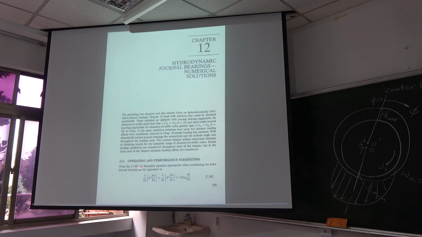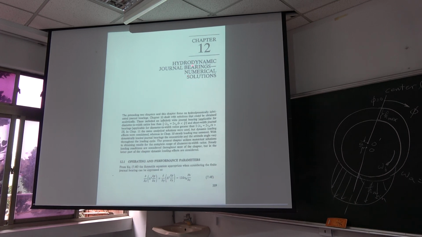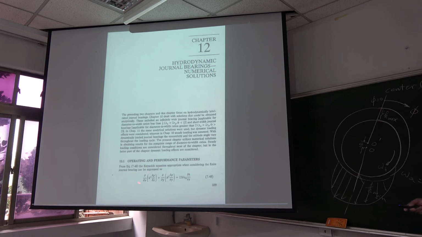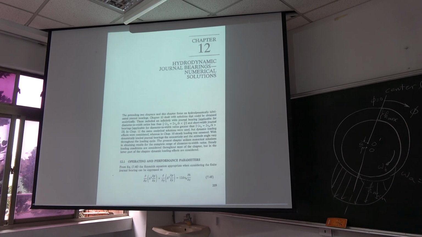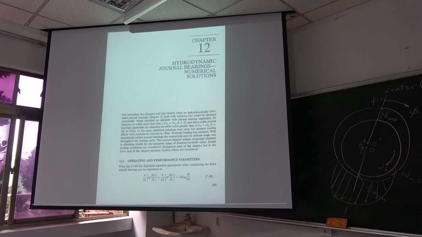Alright, so in our case, if we use numerical method, your solution is two-dimensional. Your P is a function of x and y. 你的压力是 x 跟 y 的函数, alright? And then U bar is the average of the UA and the UB. Our UB is the journal or rotating shaft velocity, linear velocity. This angular velocity we call the omega b, alright?